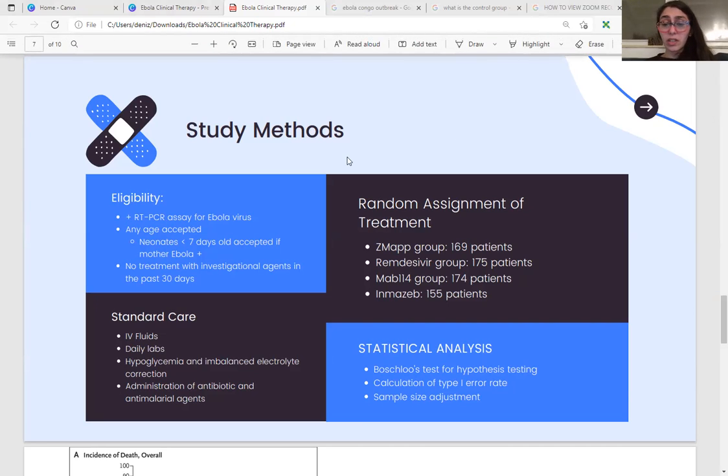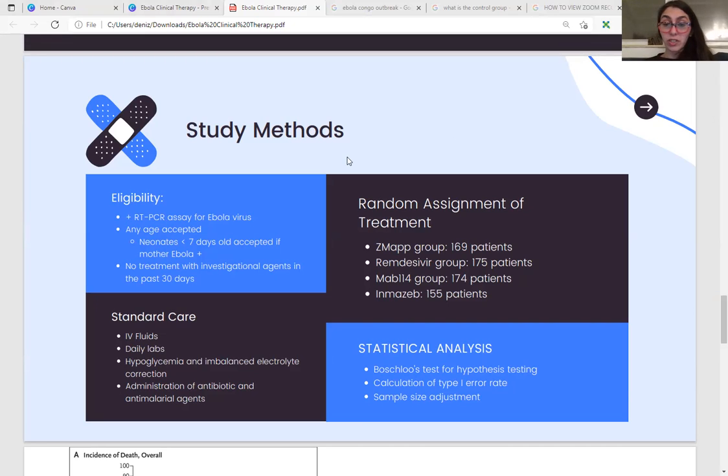The only restriction that I saw was that you can't be part of the study if you received any other investigational agent to treat your Ebola within the last 30 days, except for vaccines. They allowed vaccines, and pregnant women were also allowed in the study. So it was very much all come, all are invited.